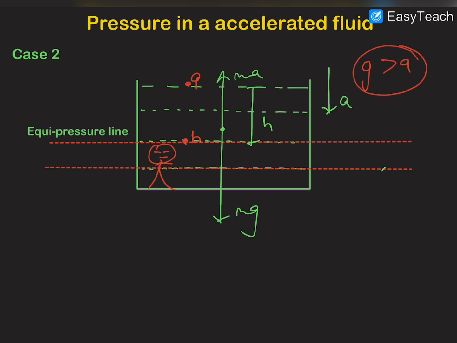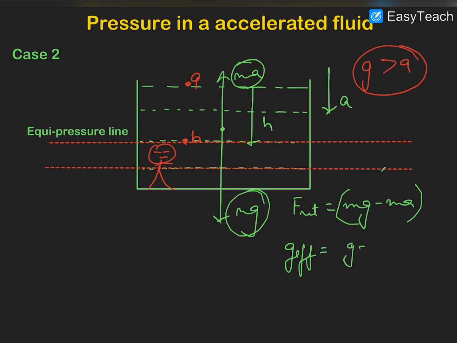So when a is less than g and acceleration is in the downward direction, then we can say that pseudo force will be acting in the upward direction and mg will be acting in the downward direction. So the net force will be in the downward direction because mg is greater than ma. So F net in this case will be equal to mg minus ma. And the g effective in this case will be equal to g minus a.